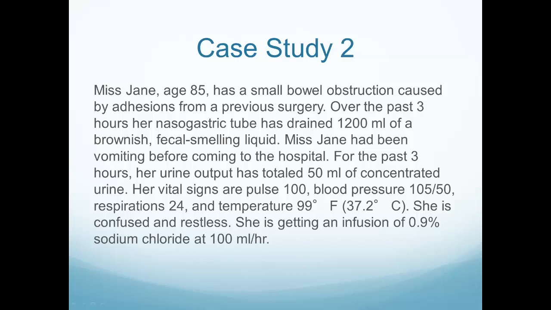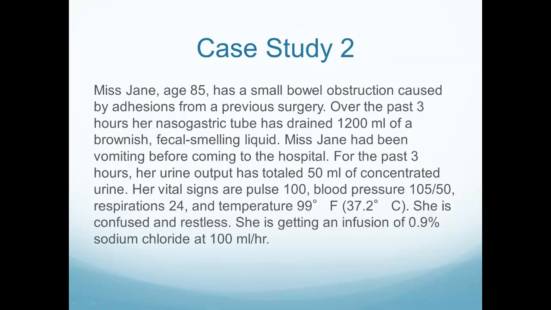This is a tube that goes in the nose, goes down into the stomach, and is draining fluid out of the stomach. So she's lost 1,200 milliliters. That's a liter, or a little over a liter, a pretty significant amount of fluid from her stomach. Now, also, for the past few days, she's had vomiting before she came into the hospital. So first of all, she's not taking fluid in by way of the mouth. She's losing fluid by way of her nasogastric tube and vomiting.